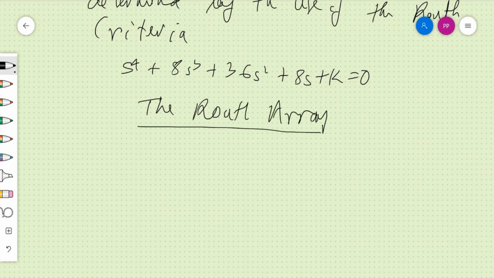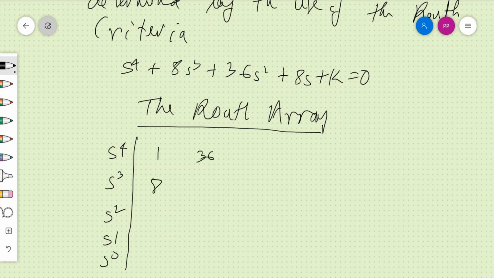The Routh array is like that. You have s power 4, s cube, then s square, then s power 1, like this. So we start by writing 1, 8, 36, 8. This is 80s, so this is 80. Then k, here 0, and others are 0. Because these two are multiples of 8, we can write 1 and 10 over here, so it becomes easy. Directly I can write 26 over here, so it becomes k.